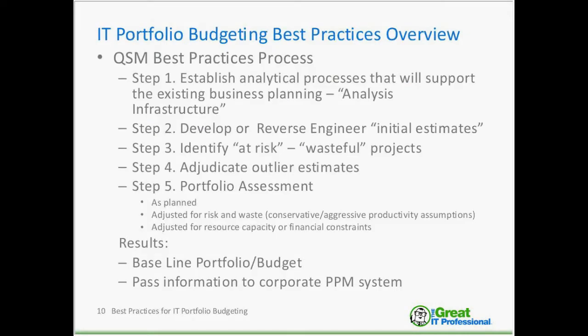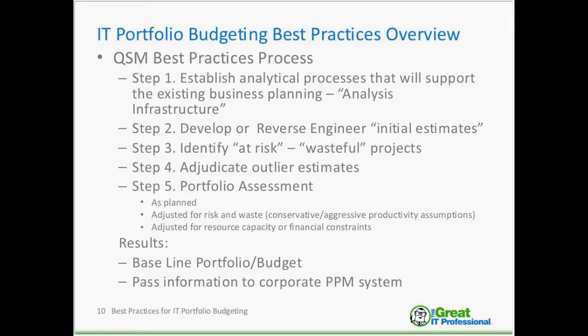We've developed a 5-step portfolio planning process that we think represents industry best practice. The first step is to establish our analytical processes that support the existing business planning. We'll call this our analysis infrastructure. Because of the early stage that we're doing our analysis and the level of information available to us, we will be using a top-down scope-based estimation process to support our analysis.